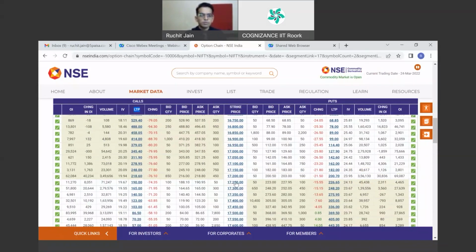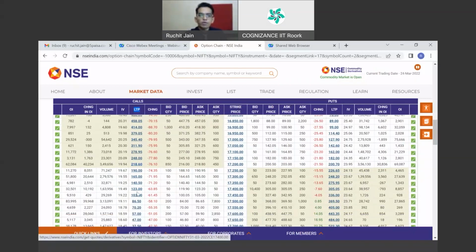Now, let's look at these premiums, first the call options premiums. The 17,200 call option right now is 218 rupees. Let's go out of the money, the white background ones. See, the 17,250 premium is 190. 17,300 is 165. 17,350 is 140, then 123, 103, 86 rupees. The more you go out of the money, the cheaper the premiums are. Let's go in the money.